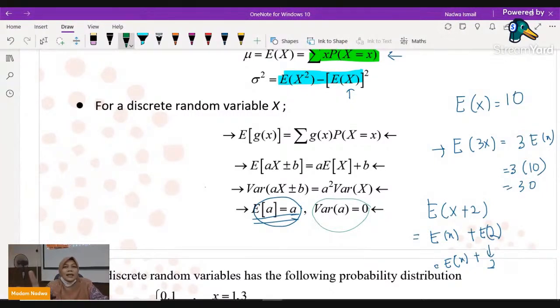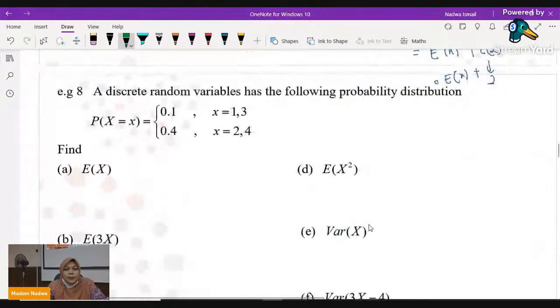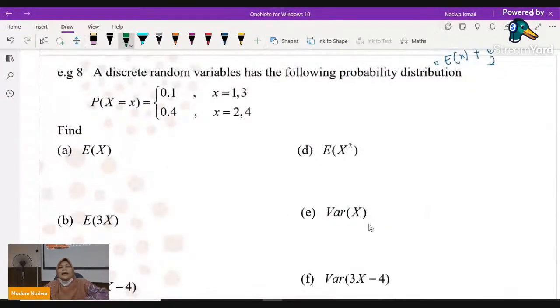Tak apa, kita tinggalkan dia dulu. Nanti kita tengok macam mana nak buat bila soalan ada tanya pasal properties ni. Okay, first soalan ni minta cari dia punya expectation for our discrete random variable. So dia bagi dalam bentuk apa? Function ke table ke graph? Dia bagi dalam bentuk function. So saya suka kalau function ni saya tukar dia dalam bentuk table.